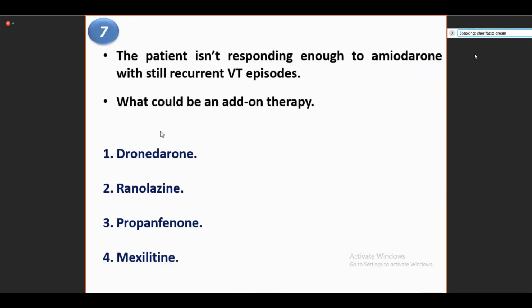This patient, who is the same patient, is not responding enough to amiodarone and he's still having recurrent VT. What medication shall we add for him? Dronedarone, ranolazine, propafenone, mexiletine. He's the same patient. So what do you think? Which medication can we add here? Can anyone try to answer here? Which one of them?